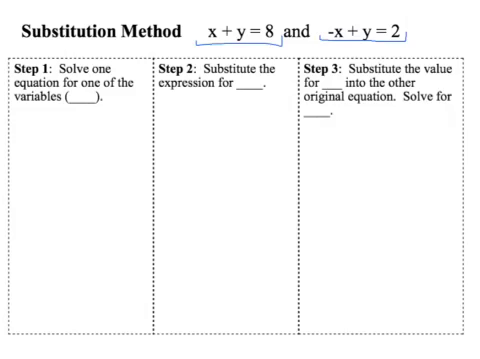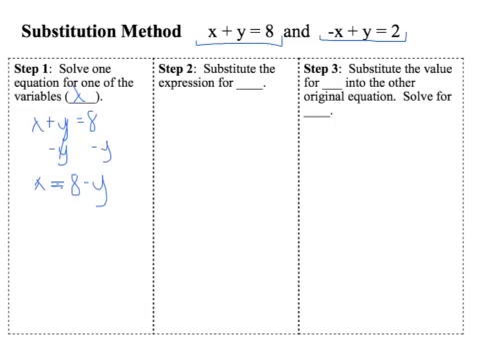So what I'm going to do, I'm going to take the first equation, and I'm going to solve this for y. Or for x, I mean. So I'm going to subtract the y over, and now I have x is equal to 8 minus y. Okay? So I solved for x.